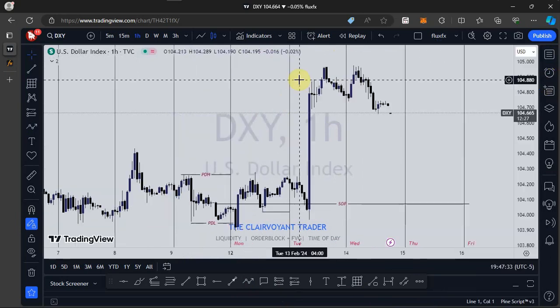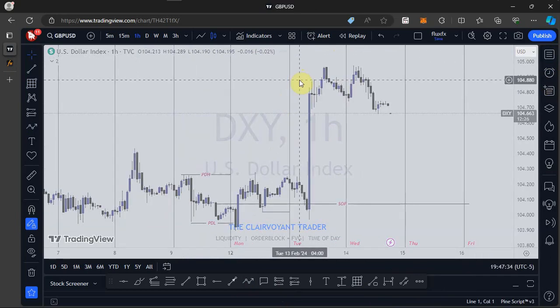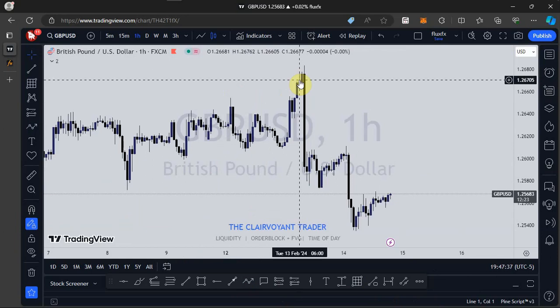Let's look at the next market, which is GBPUSD. So GBPUSD inverse reaction.